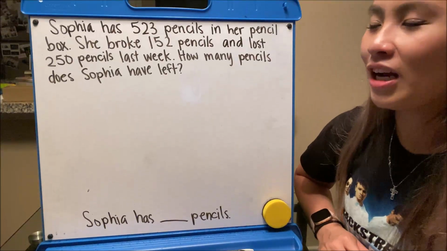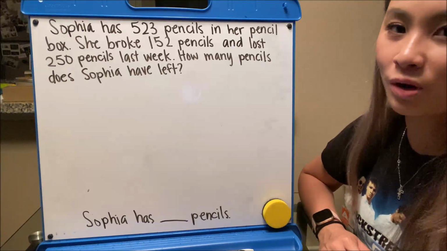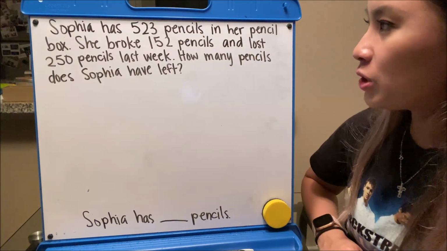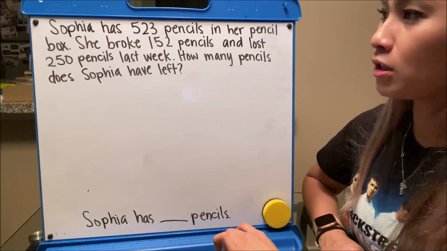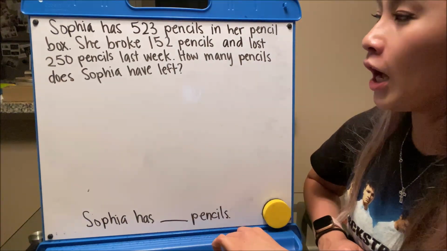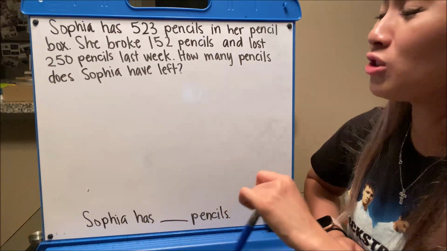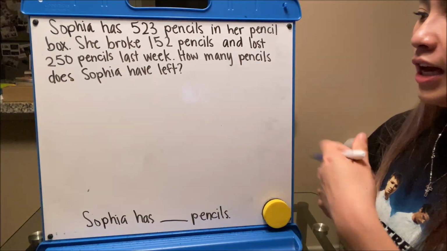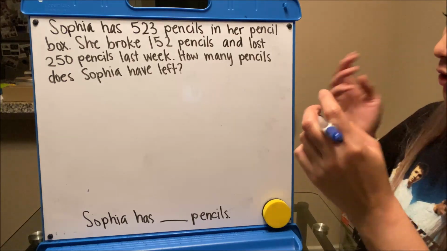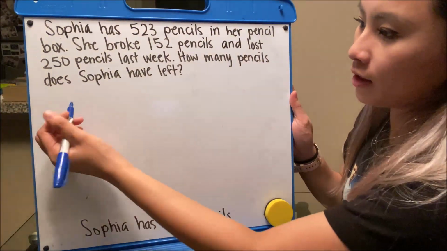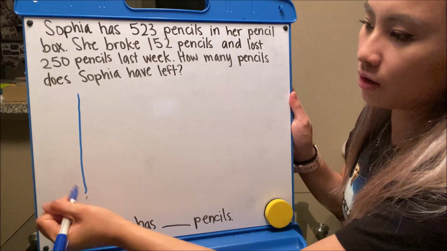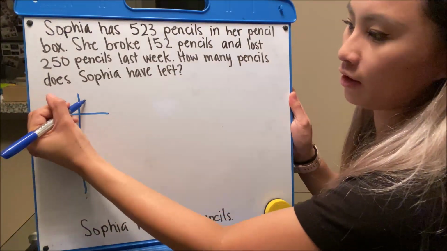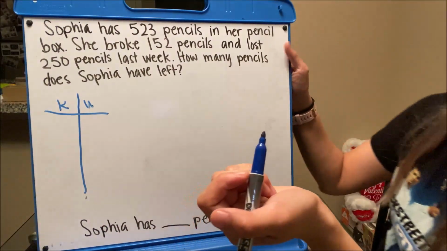All right, let's go ahead and check our work. I'm gonna read the problem one more time. Sophia has 523 pencils in her pencil box. She broke 152 pencils and lost 250 pencils last week. How many pencils does Sophia have left? Okay, so let's draw our known and unknown chart.